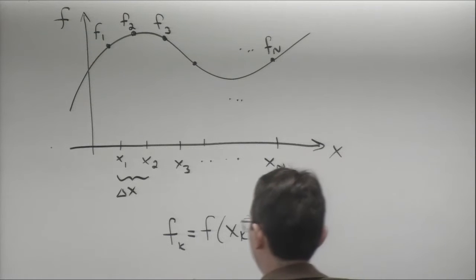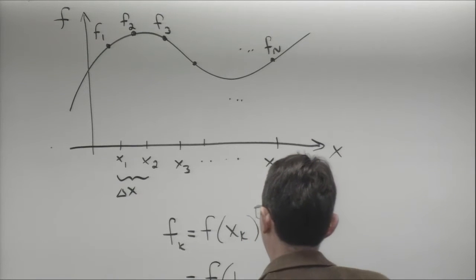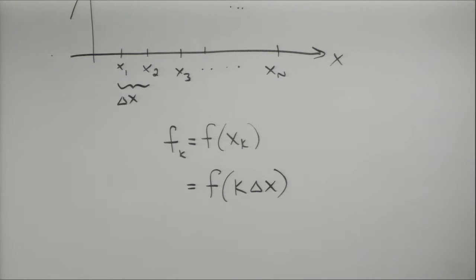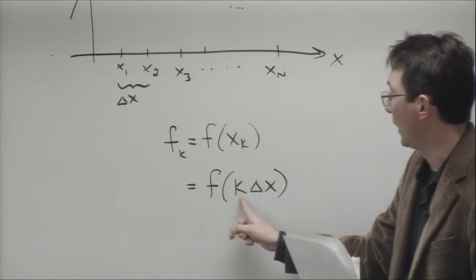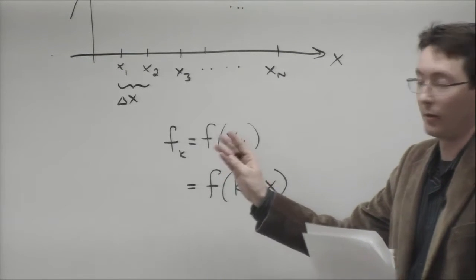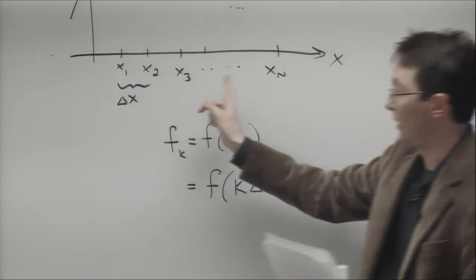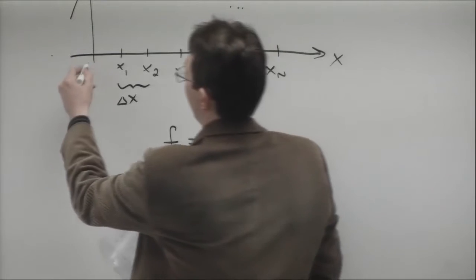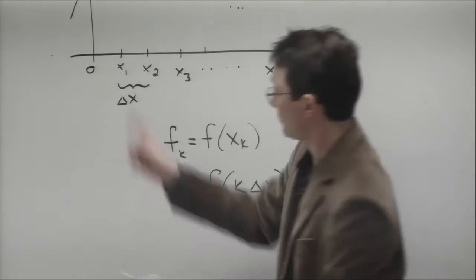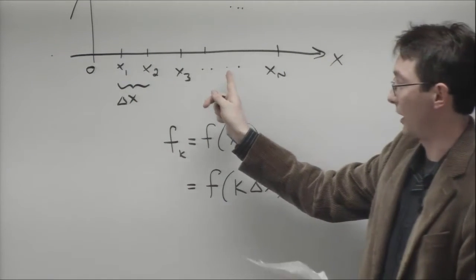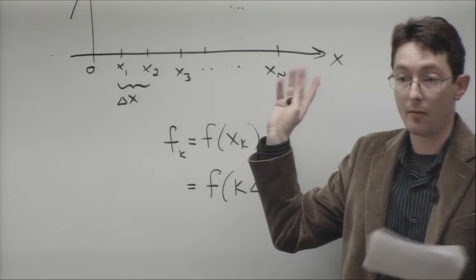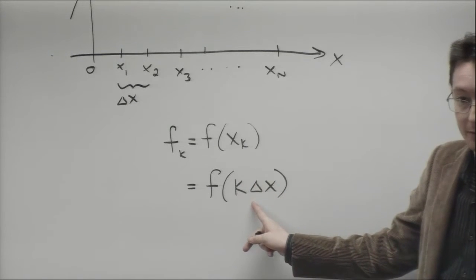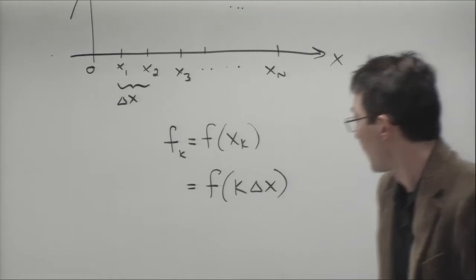And that equals our function of k delta x. So here this subscript k really means, if all of our points are spaced delta x apart, and if x0 is 0, then xk is just k of these delta x's away. So xk is just k delta x's for evenly spaced data.